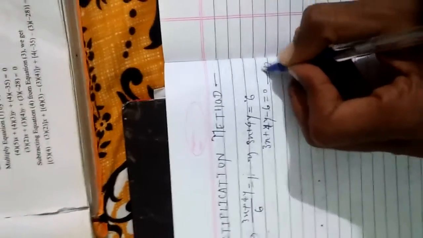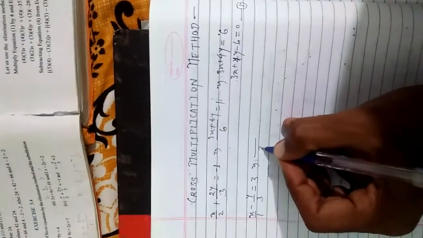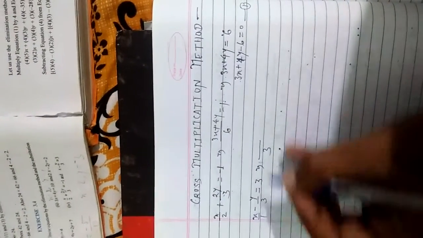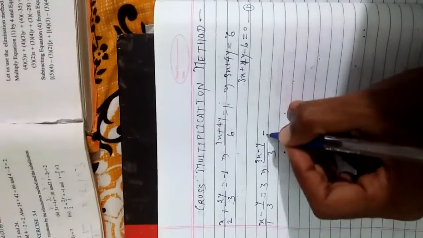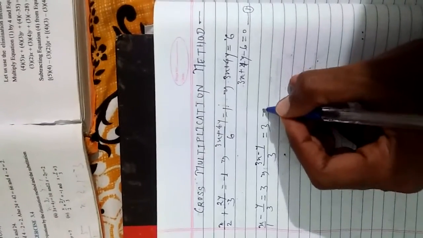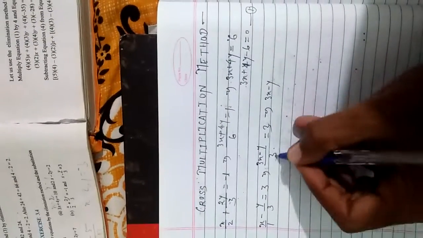So this is your equation number 1. Now solve the other. Here there is nothing under x, that means the LCM is 3. So this is 3x minus y equals 3. So you will get 3x minus y by cross multiplication, 3 3s are 9.